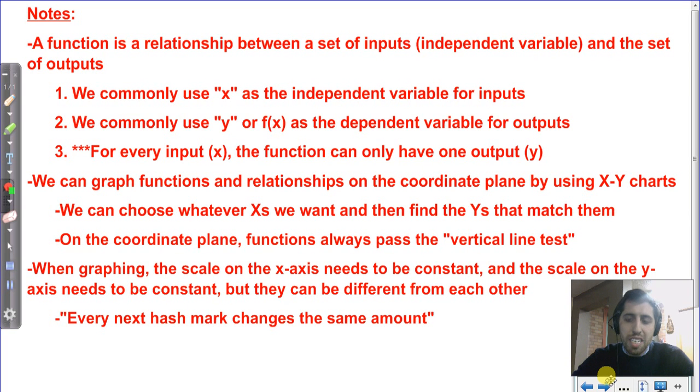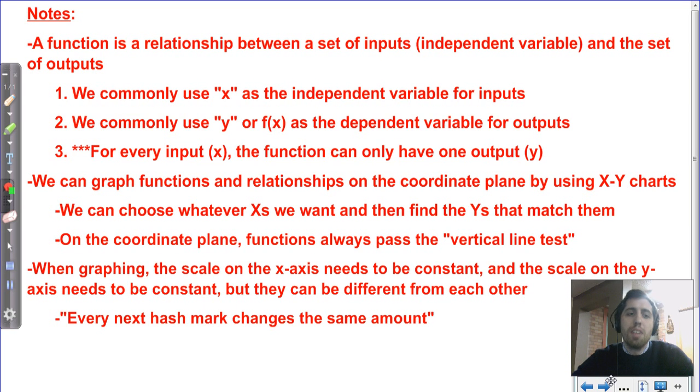But there are a few more details about functions we need to know. Number one, we commonly use x as the independent variable, the one that we change more freely on its own. That's the input. Two, we commonly use y or f of x, a function based on x, as the dependent variable for outputs, so that's what we're usually solving for. And the last part is that for it to be considered a function instead of any other relationship, every time you put in an x value, you can only get one output. So if we put in 5 one time and it gives us 7, then every time we put in 5, we better get 7 out. We better not get anything else.